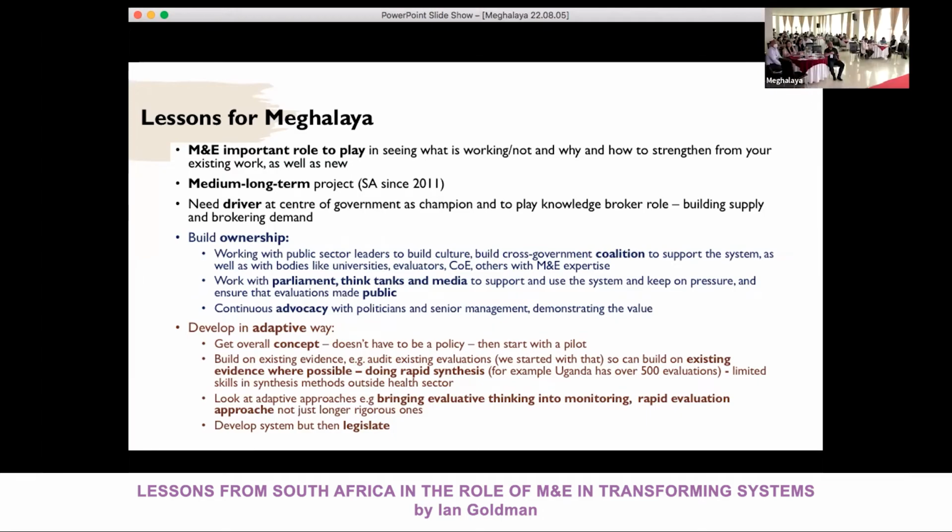And it's important, I think, to start off by developing the system, not legislating immediately, so you know what you want before you fix it and freeze it in legislation. In South Africa, we waited too long to legislate it, but I would say within 4 or 5 years, you want to be legislating the system.